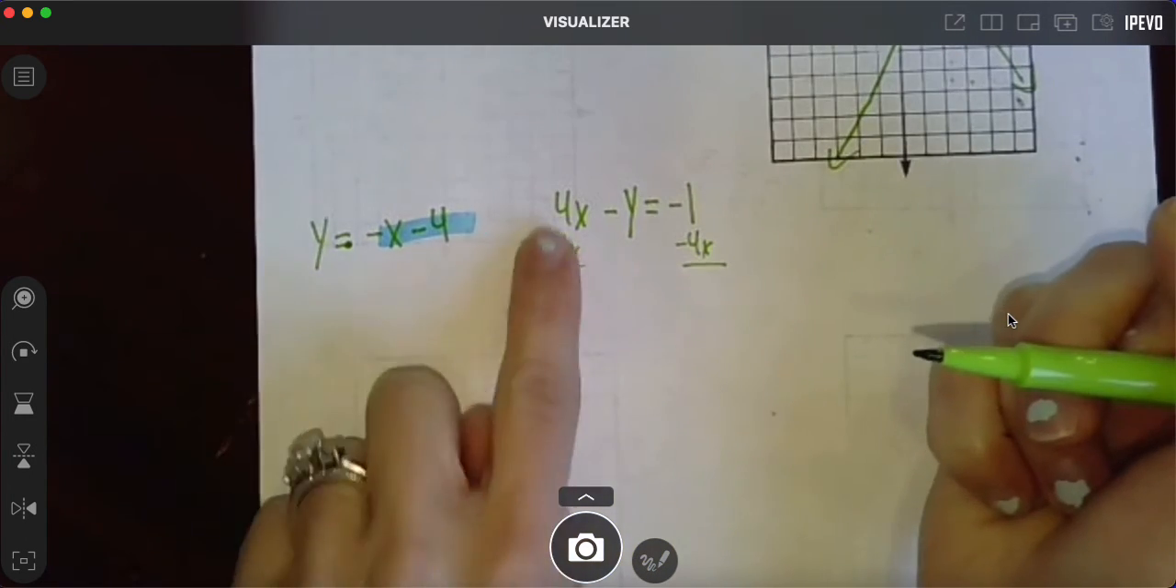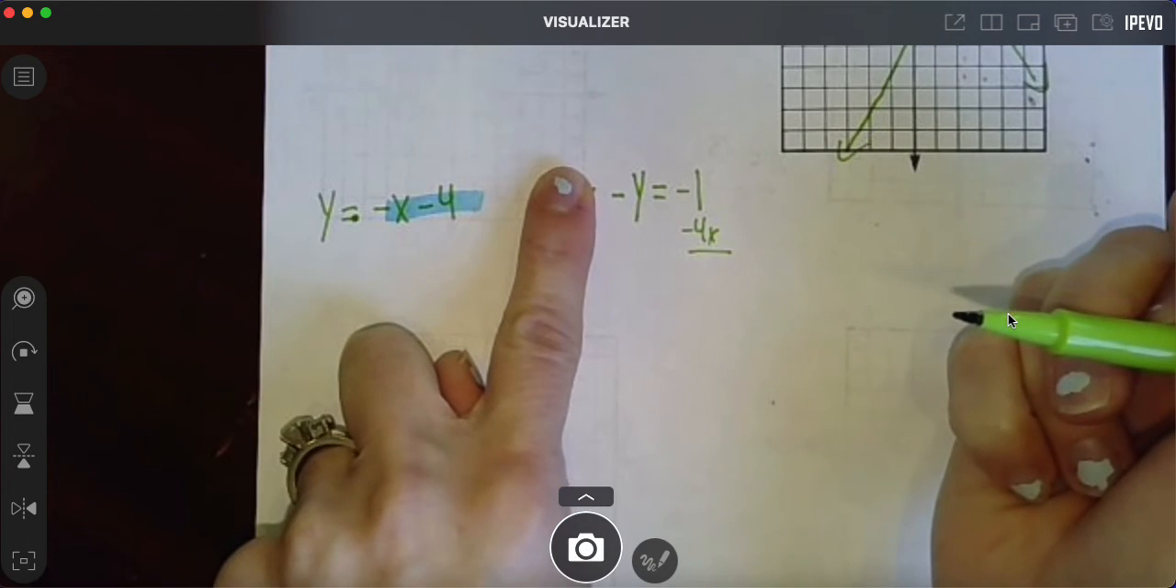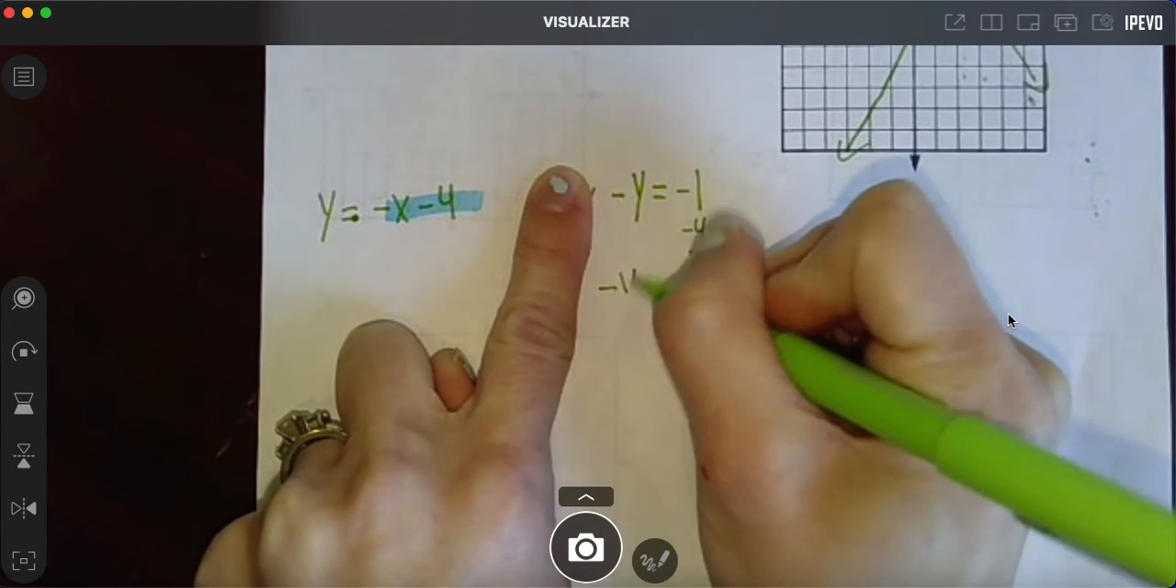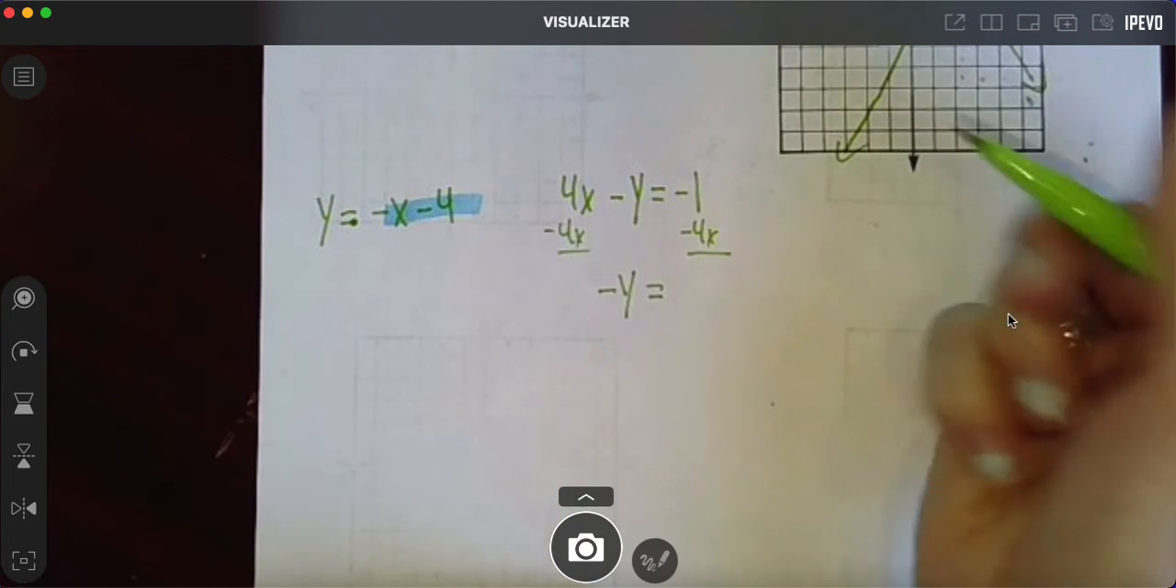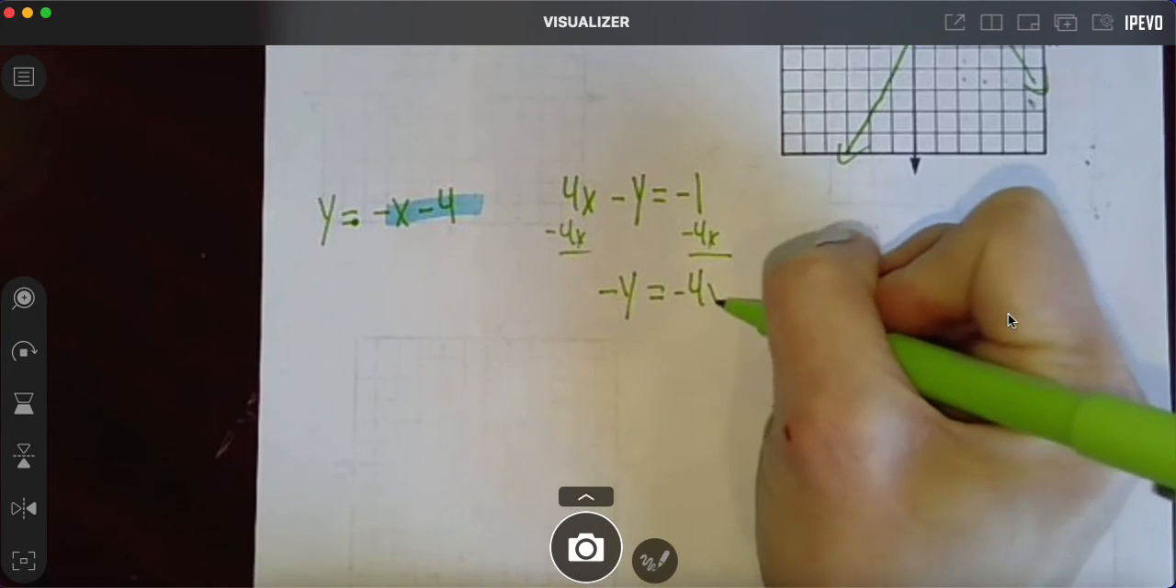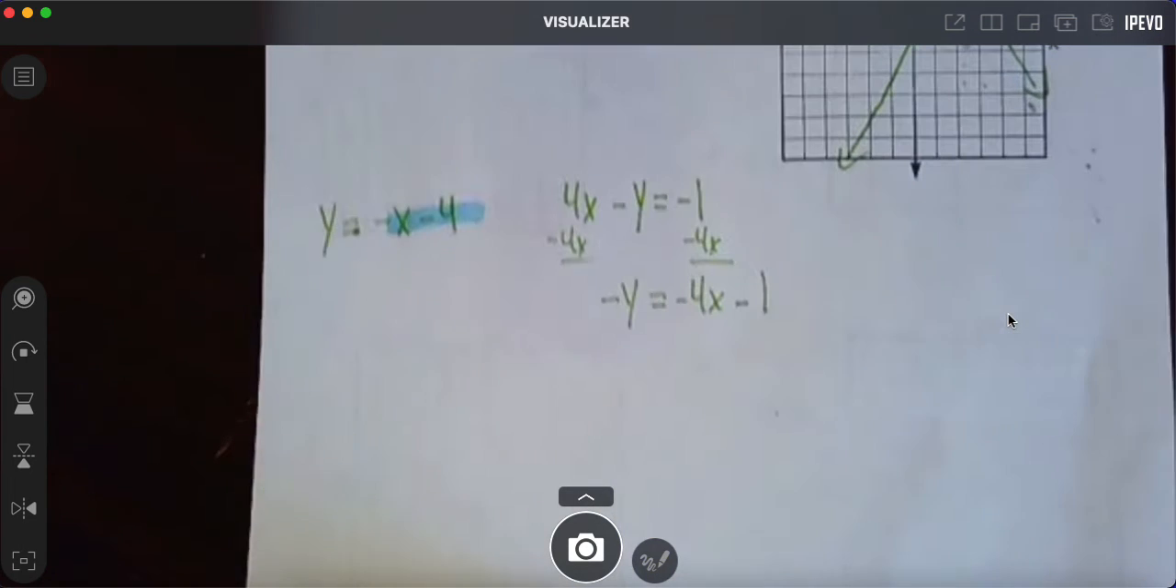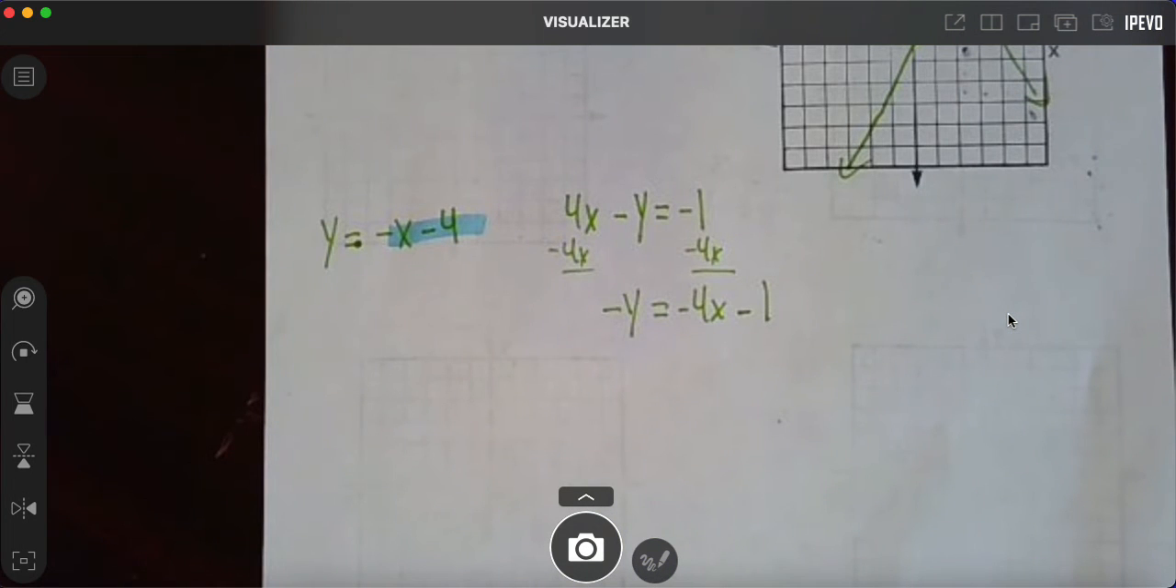Okay, so I have to bring down everything else. What does that say right there? Negative y. That's going to be a problem. We'll fix it in a second. Then what do I bring down next? A negative 4x and a negative 1. Negative 4x minus 1. Any questions on that?